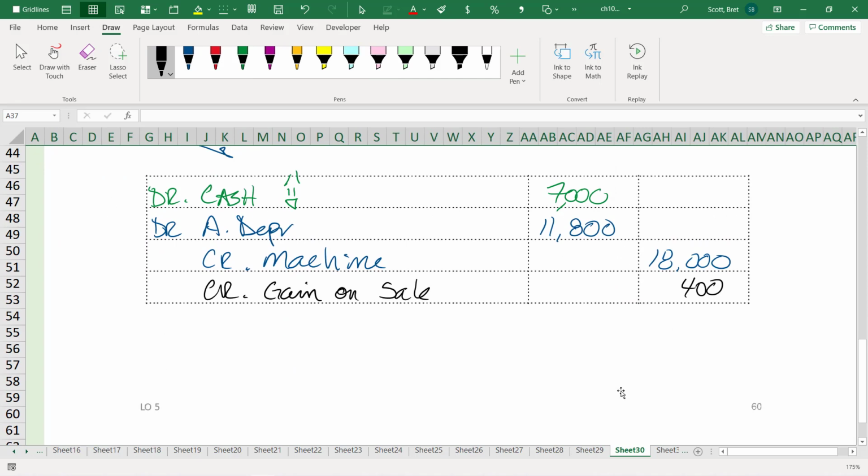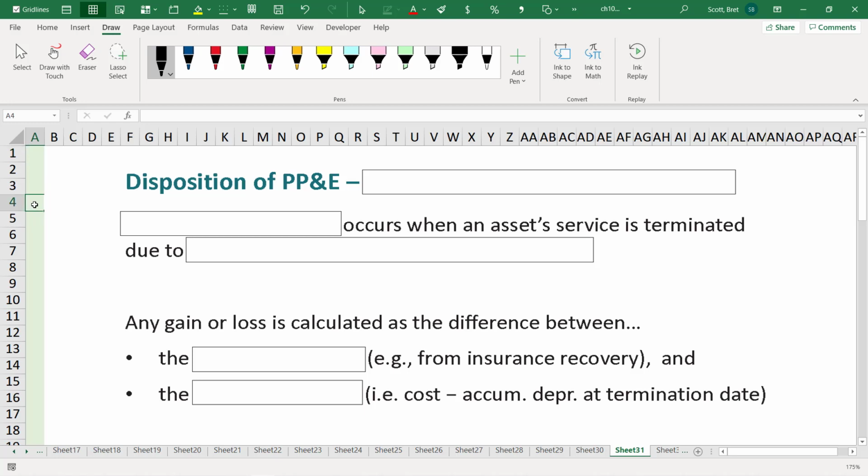So that's about as complicated as I want to make for a basic sale for cash. So as long as you get that transaction, you should be fine for the exam. Let's move on to another one.